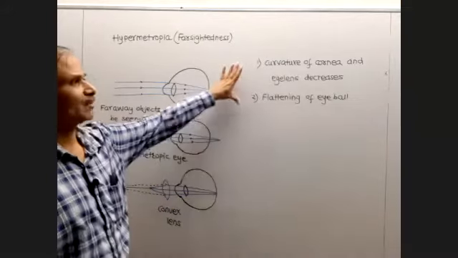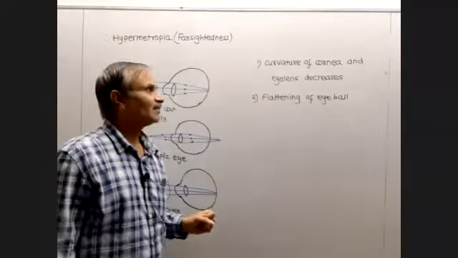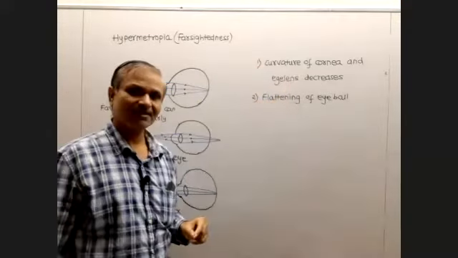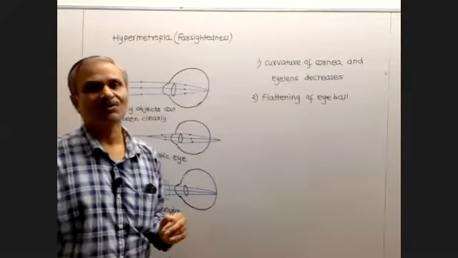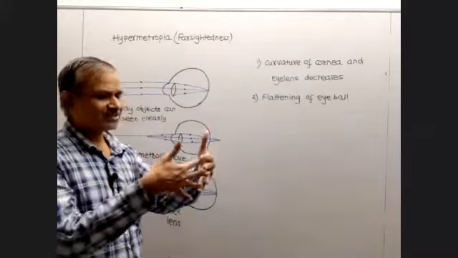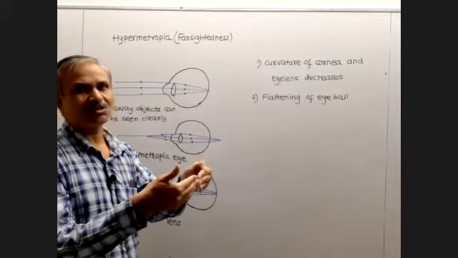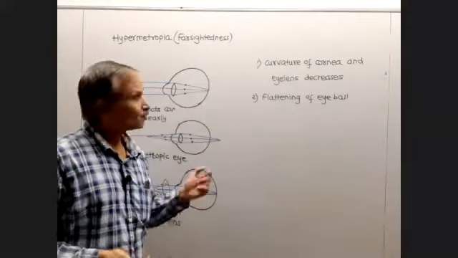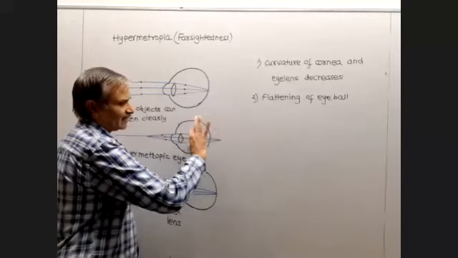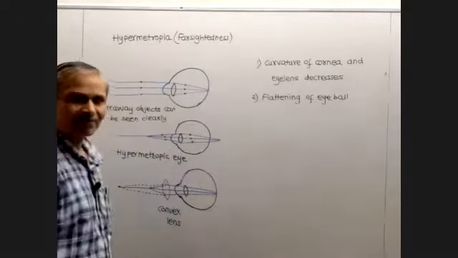There are two reasons for this. Again, those reasons are exactly opposite to the previous case. First, curvature of cornea and eye lens decreases. Means converging power of the eye lens decreases. Converging power means what? To converge the rays. Converge means to combine the rays earlier. That is called converging. So since their converging power decreases, they will diverge, and that is why they will fall at a longer distance, that is beyond the retina.